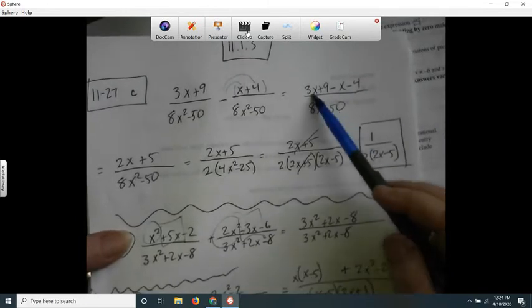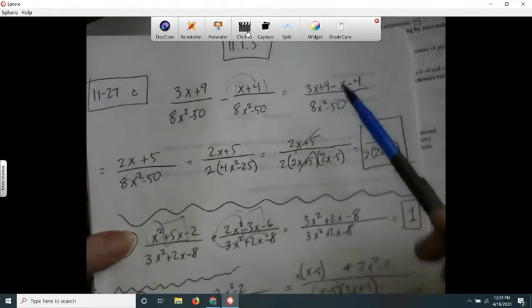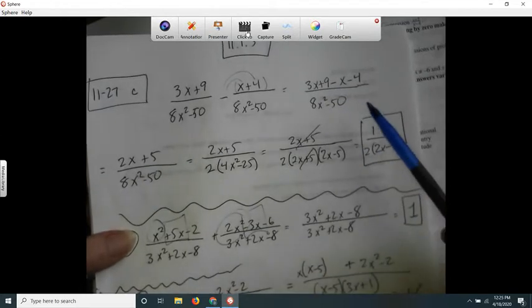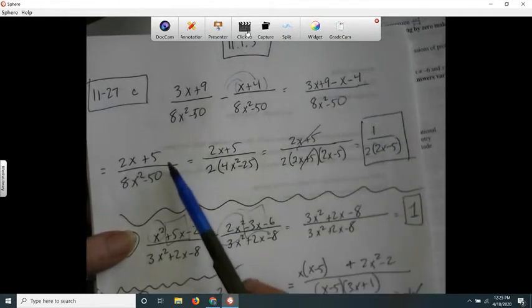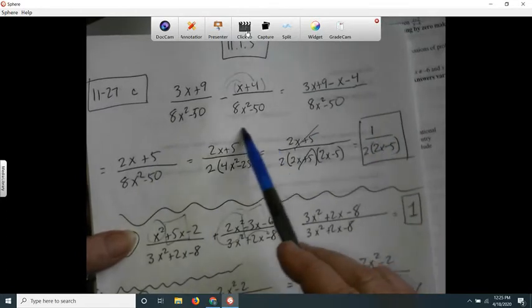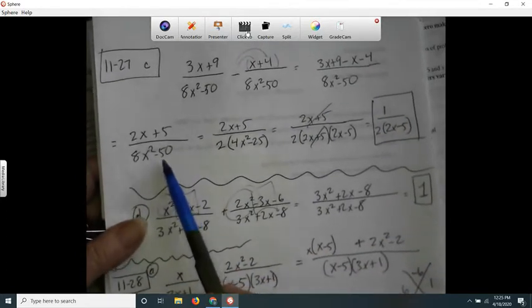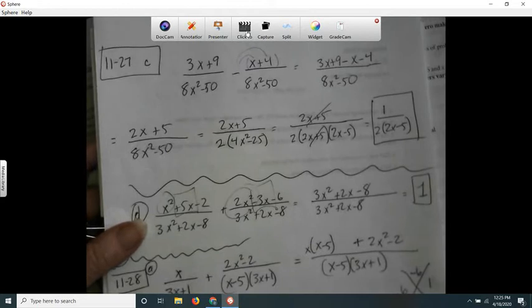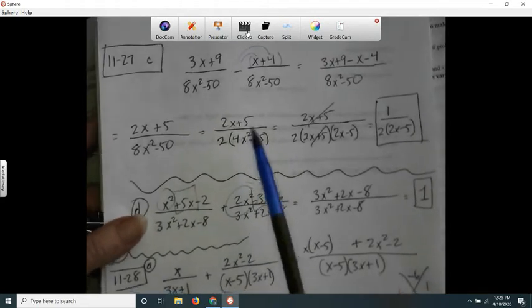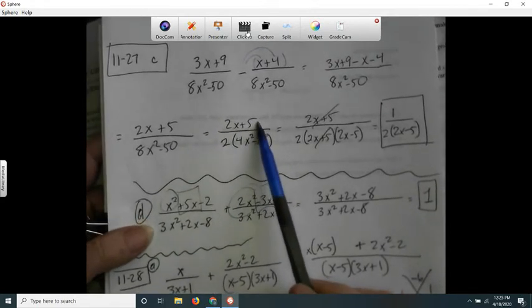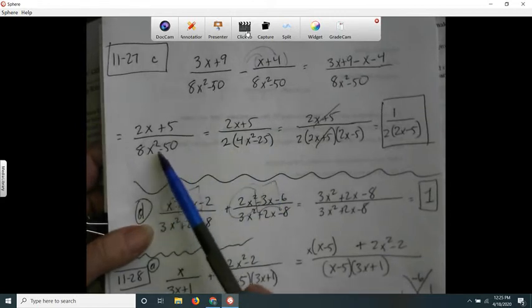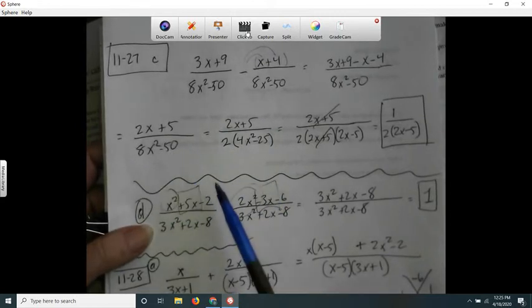And then I combine like terms. 3x minus x is 2x. 9 minus 4 is 5. I carried it up from here on down to here. And then I just want to check and see if I can simplify it. So I can't factor anything on the top, but on the bottom, these are even numbers, so I can at least factor out a 2.